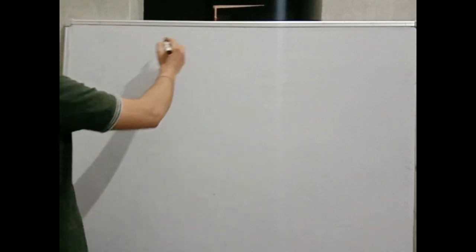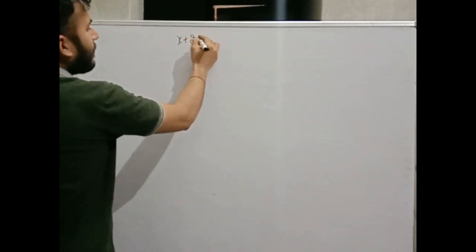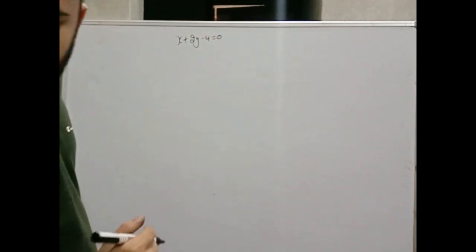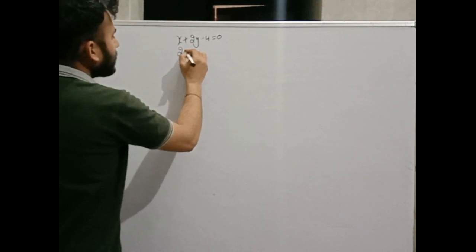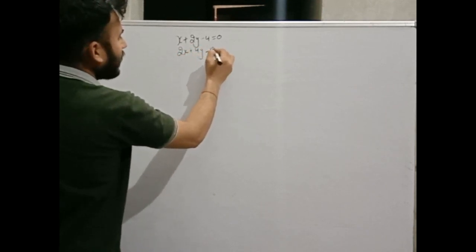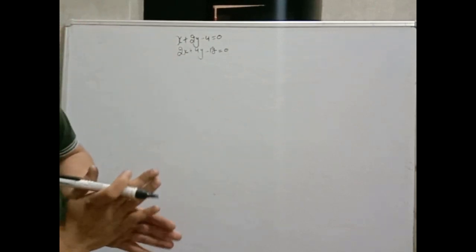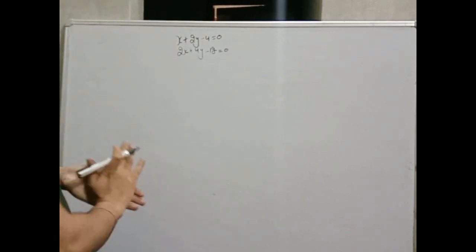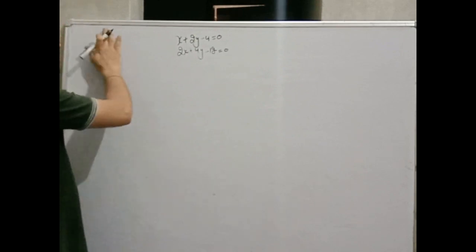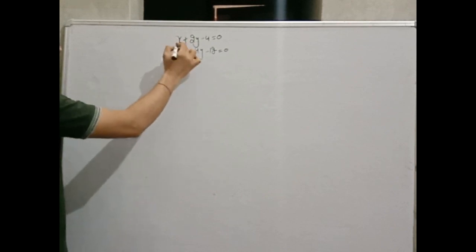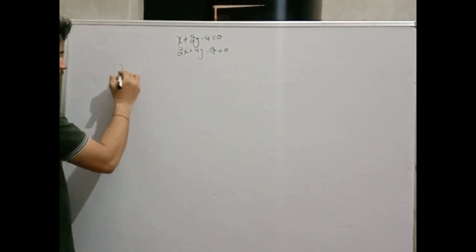Your NCERT example three: two rails are represented by the equations x plus 2y minus 4 equals 0 and 2x plus 4y minus 12 equals 0. And you are asked to represent the situation geometrically. So to represent the equations geometrically, we will first have to find the values of x and y.